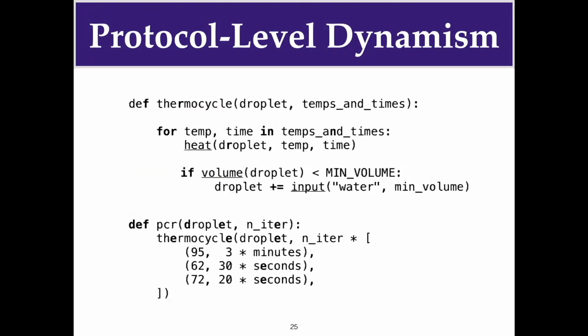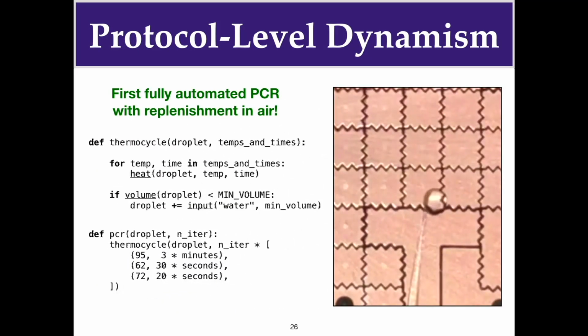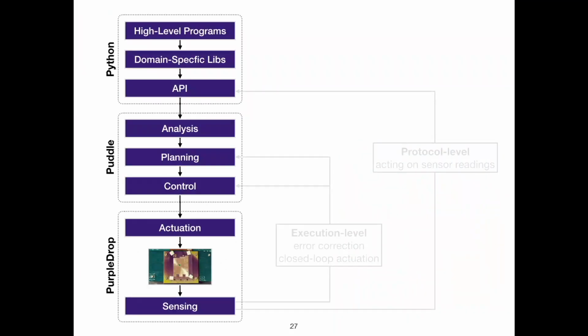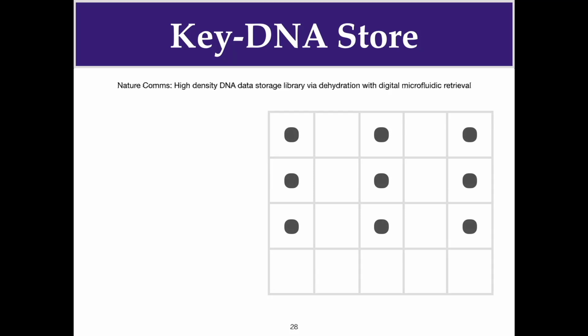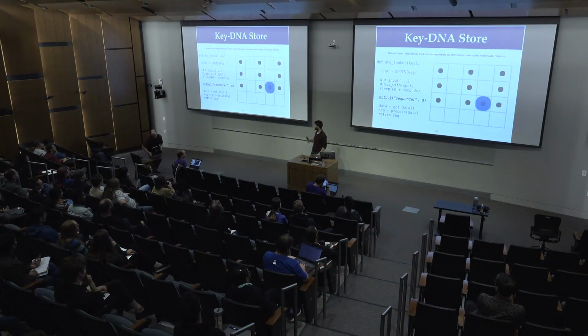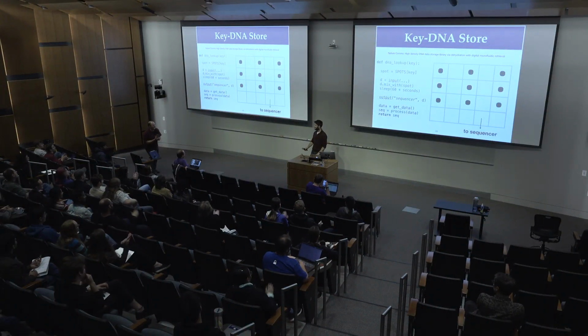Okay, that program that we showed you was the first time anyone could run PCR on this device, so that's pretty cool. And we wrote a key DNA store. It's like a key value store where you give it a key and you get back DNA. Okay, and that's it. You can watch the animations finish. I'm done.